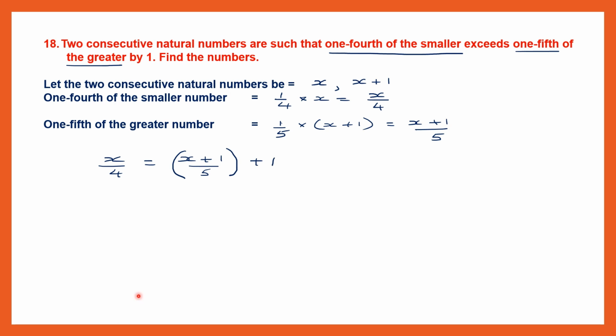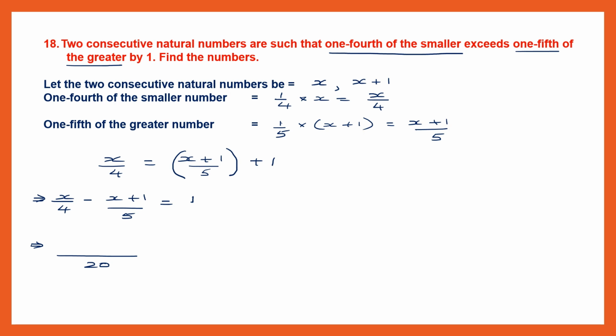So now let's solve for x. So let's bring all the x terms to the side. So this will become x by 4. Now I'm going to transpose this whole thing to the side, so it becomes minus x plus 1 by 5. This is equal to 1. So this, as you can see, is subtraction of fractions. We have to find the LCM. The LCM of 4 and 5 is 20.